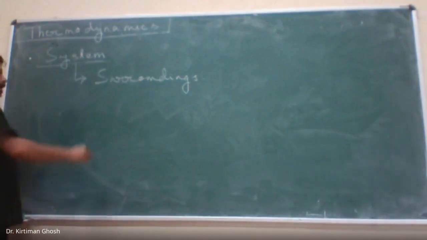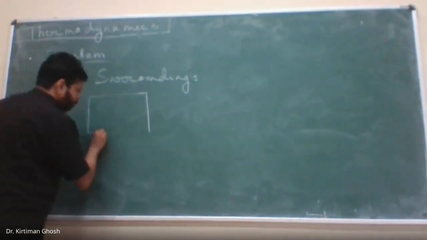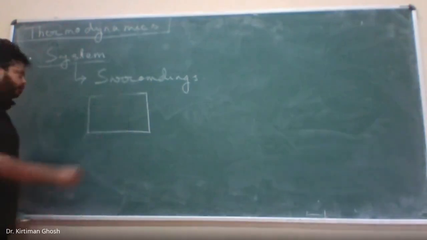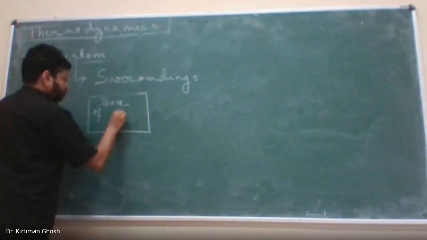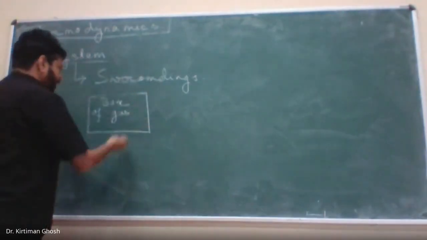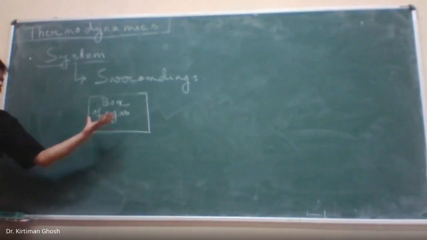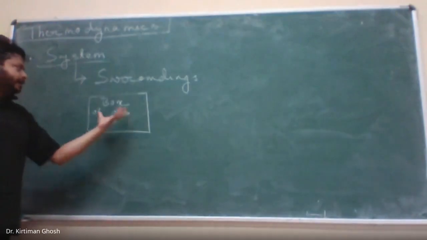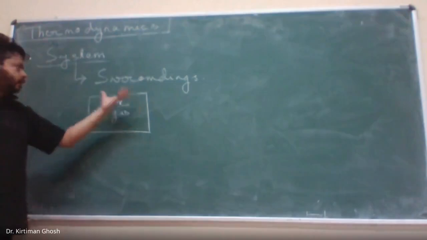Let us take another particular example. The simplest one, let us assume that I have a box full of gas. So this is my system, and everything surrounding this box is the surroundings of this box. The objective of thermodynamics is to study the properties of this gas on which we are interested and its interaction with the surroundings.